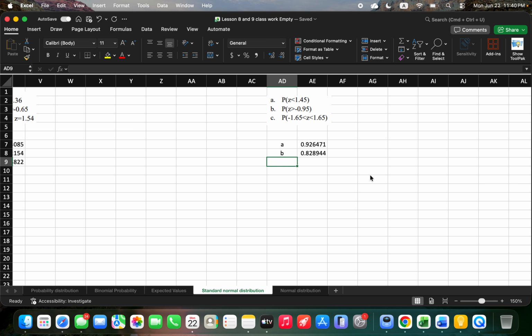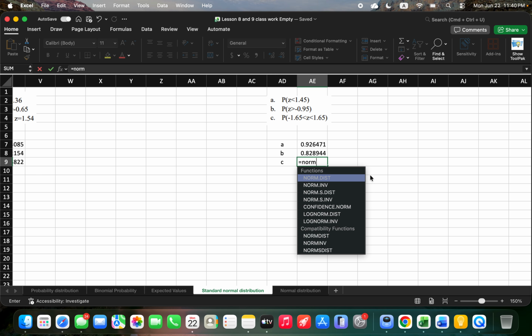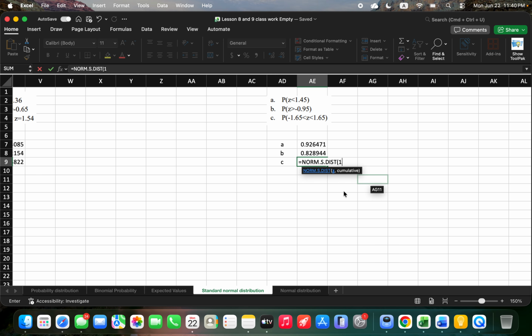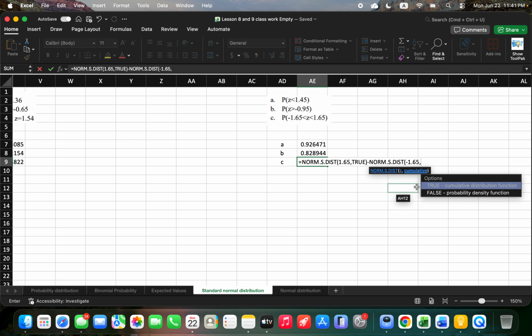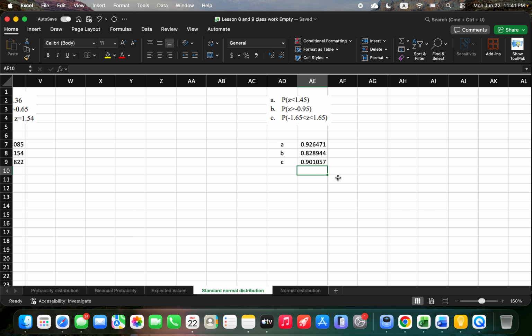And then C, you see two different z-scores, so always take the probability value of the bigger z-score minus the smaller one. So equal to norm dot standard distribution 1.65 comma true, minus norm dot standard distribution negative 1.65 comma true. Okay, then that should be the answer basically.